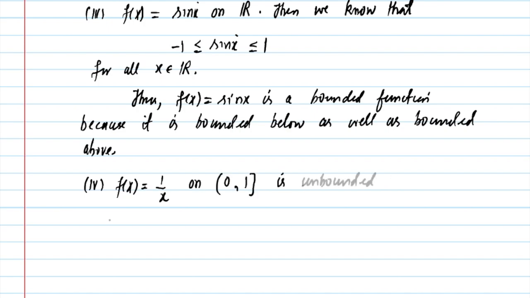is unbounded because as x tends to 0, then this f of x, which is equal to 1 by x, will tend to infinity. And we can clearly understand that in this way: when this x in the denominator gets closer and closer to 0, this 1 by x gets very, very large. So therefore, f of x equal to 1 by x tends to infinity as x gets closer and closer to 0. So therefore, this function is unbounded.